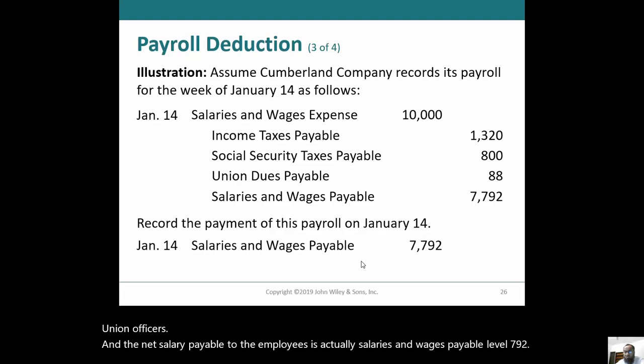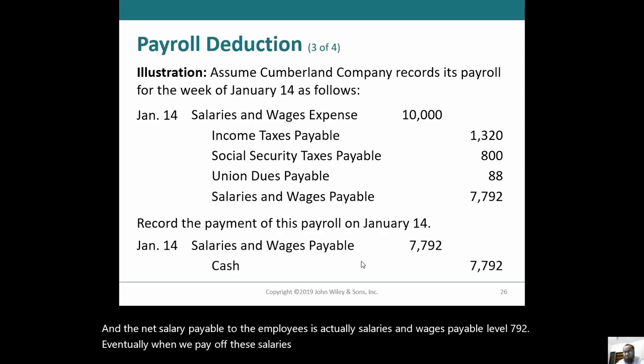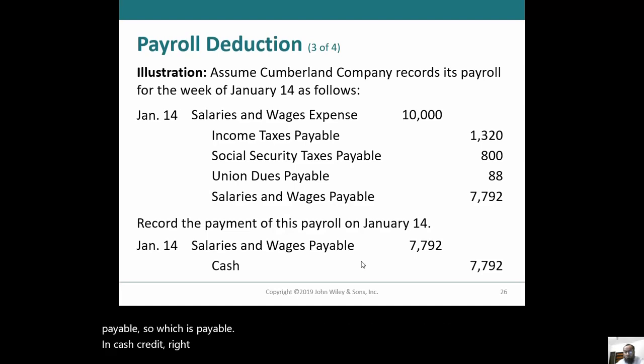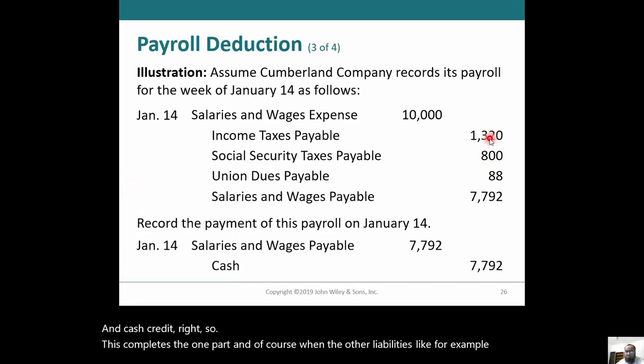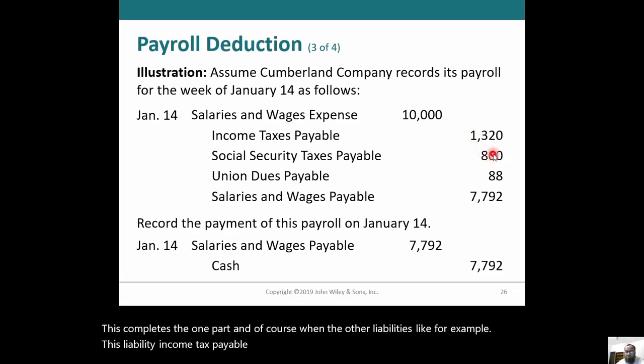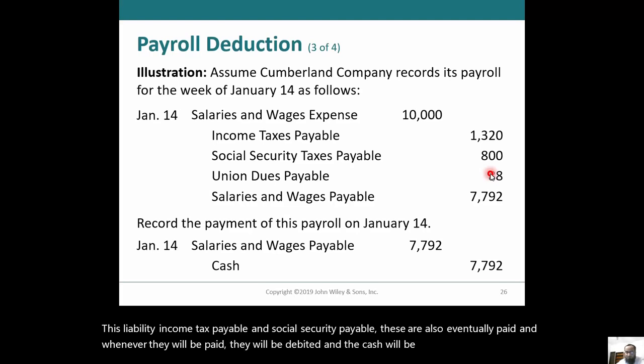Eventually, when we pay off these salaries, this is the entry: salaries and wages payable debited and cash credited, right? So this completes one part. And of course, when the other liabilities, for example income tax payable and social security payable, are eventually paid, they will be debited and the cash will be credited, right? So this is one aspect.